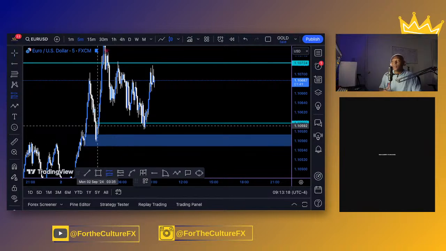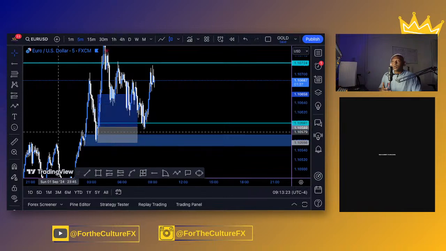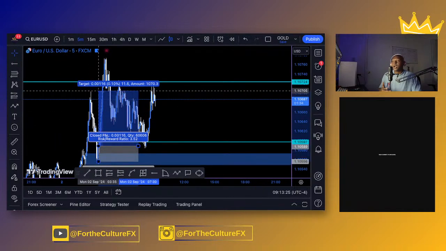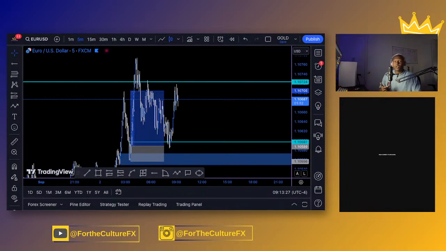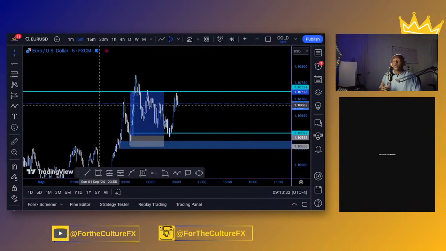An entry model would be entering price here with stops below this low, and then you would target the high for price to continue, or as we know, this larger time frame target, which is where we were looking for price to go anyways.